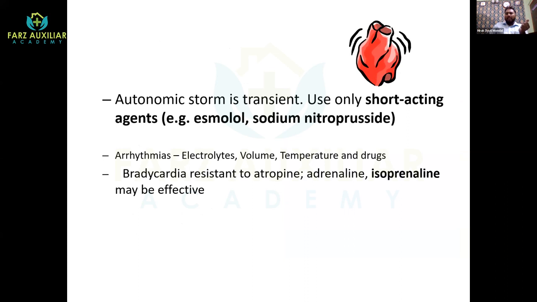Bradycardia is usually resistant to atropine. So, do you have any idea why this bradycardia is resistant to atropine? Anyone? Because the sympathetic innervation to the heart is lost. Exactly, atropine is a vagolytic drug, and vagal stimulation is already lost, so atropine will not work. Here, the drug of choice is isoprenaline. So always remember it: isoprenaline is the drug of choice.